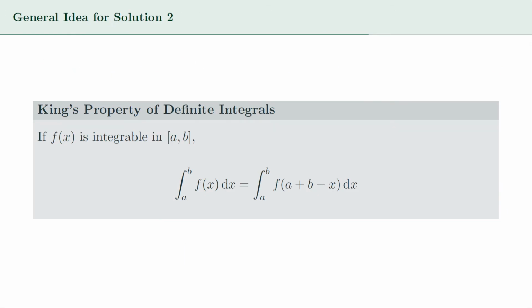For the second solution, we'll exploit a property known to many as the King's property of definite integrals. I'm not sure how people call it, but I've seen online people calling it King's property. Personally, I'd like to call it the linear property of definite integrals. In any case, the statement is that the integral of f of x from a to b is equal to the integral of f of a plus b minus x from a to b. So essentially, you are replacing the argument of the function inside with a plus b minus x. You can easily verify that by simple substitution.